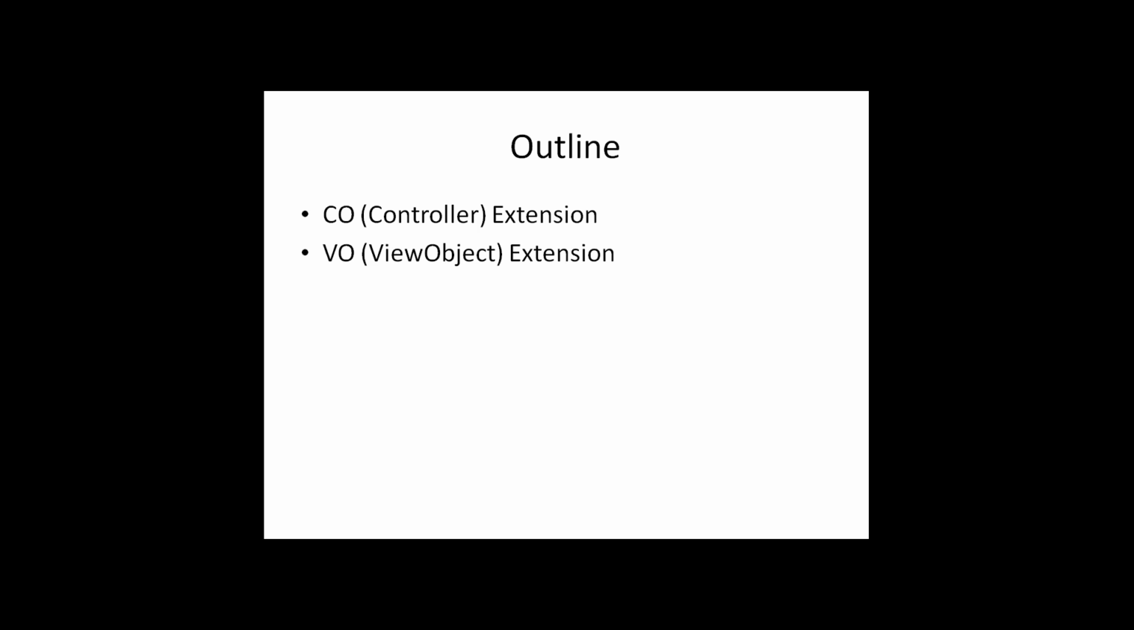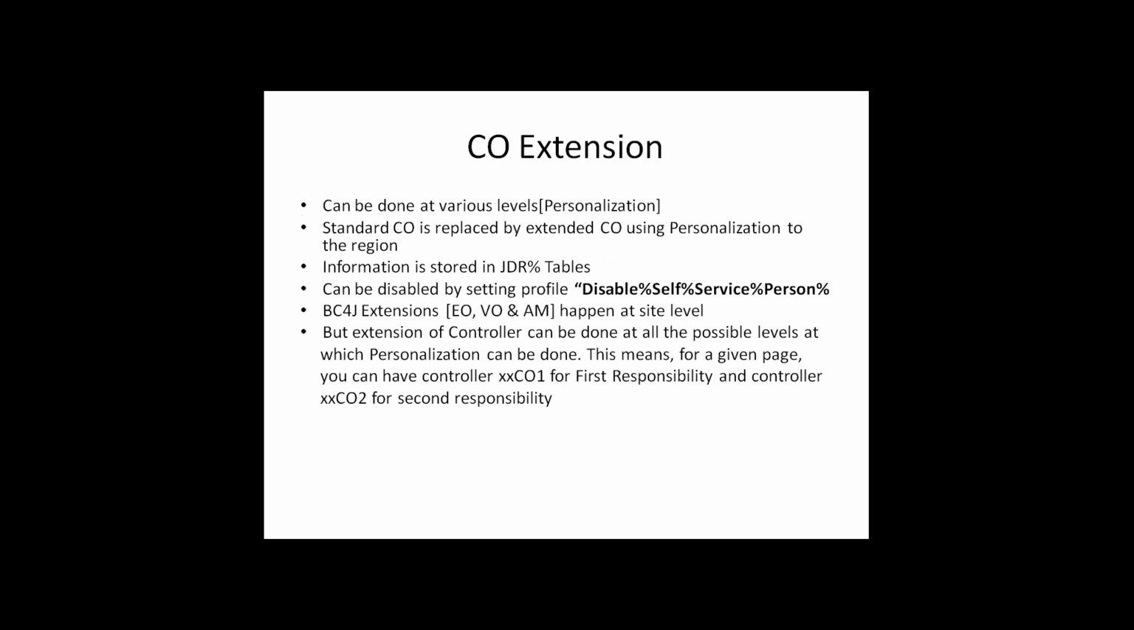So what are some of the properties of the CO, like what level of extension can be done in the CO? As you know, if you observe the personalization, there are 4 levels we can do: function level, responsibility level, organization level, as well as site level. There are different levels we can do, and mostly we do it at site level as well as responsibility.